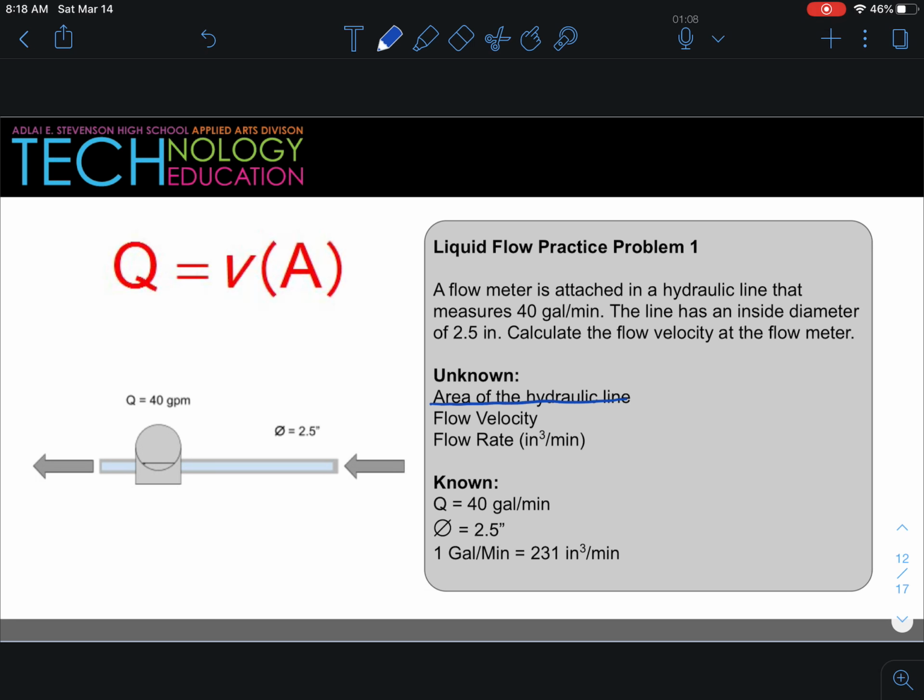We are once again given our diameter, so we can just throw that into our area of a circle equation, which is pi times the radius, so 1.25 squared. That is going to give our area as 4.91. Now we are looking for the flow velocity.